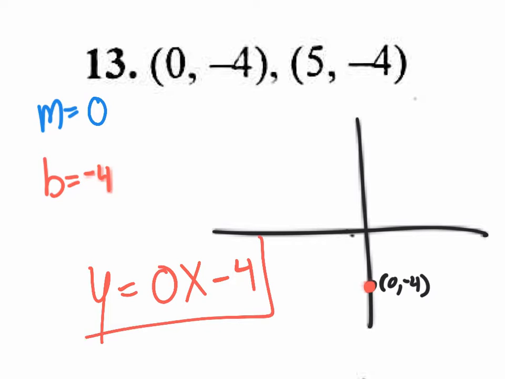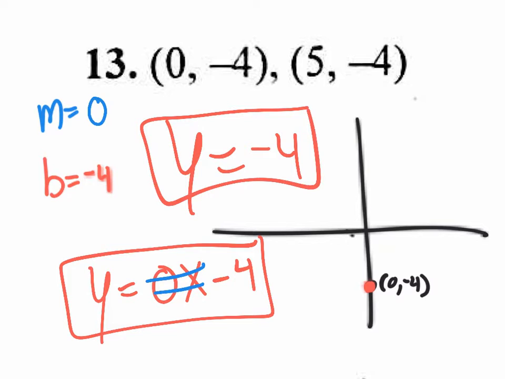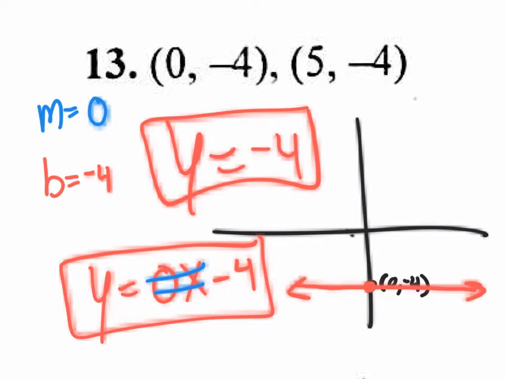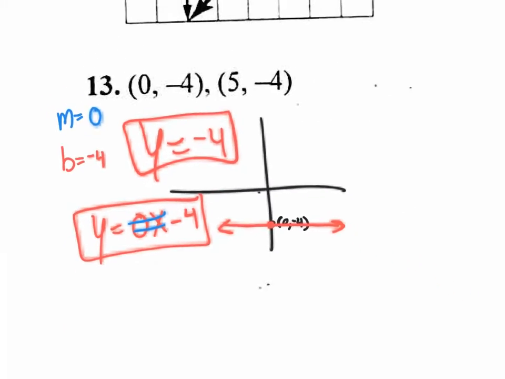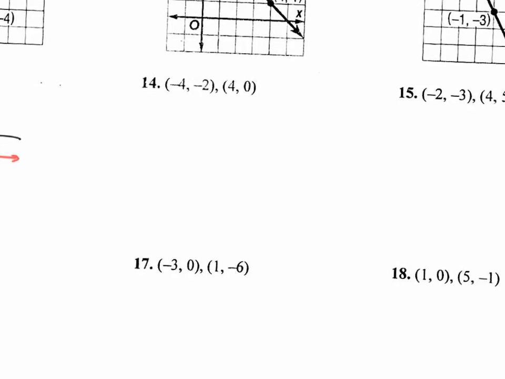So this is not the best answer. Why not? Because if there's 0x, then there's no purpose in writing an x term at all. So your best answer is y equals -4. And we all know that y equals -4 is really that horizontal line crossing the y-axis at -4. Does that make sense? So we didn't have to do any math on that one. So I guess when I said these are the hardest type of questions, I lied on number 13.